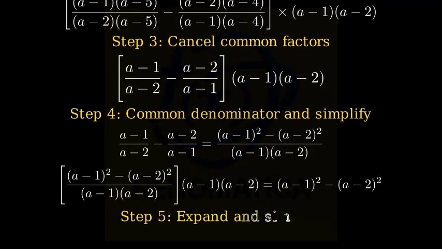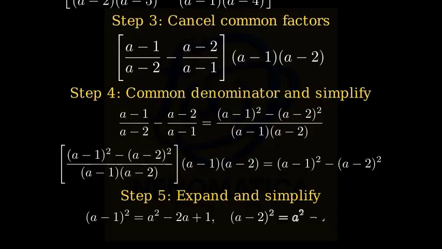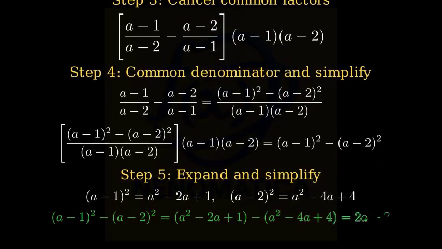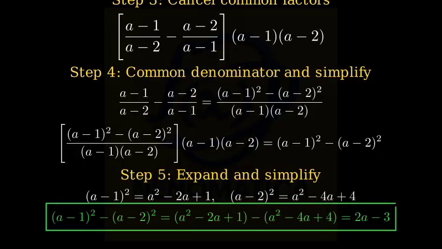Step 5. Expand and simplify. (A minus 1) squared equals a squared minus 2a plus 1. (A minus 2) squared equals a squared minus 4a plus 4. Subtracting them gives 2a minus 3. Therefore, the simplified result is 2a minus 3.